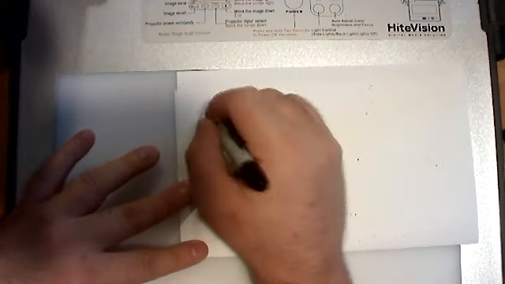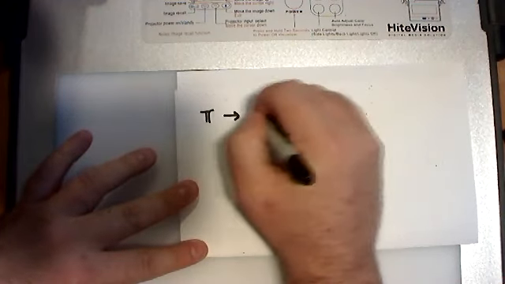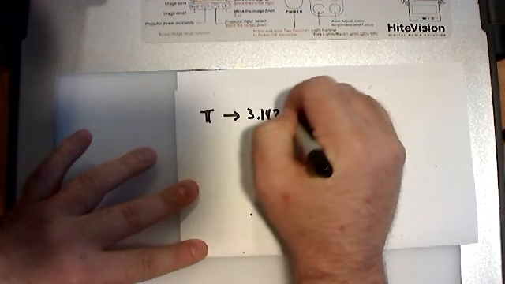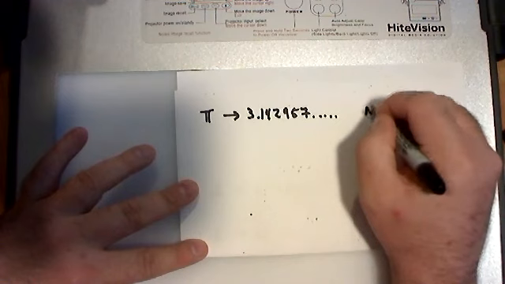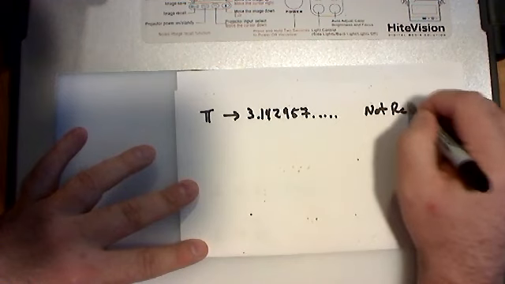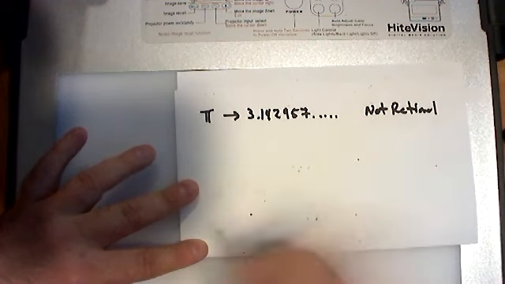There's another type of number that does not repeat or does not end, right? We said pi is 3.142957. Again, I'm just making this up. I really don't know. So not rational, right? Because it didn't end. It didn't repeat.